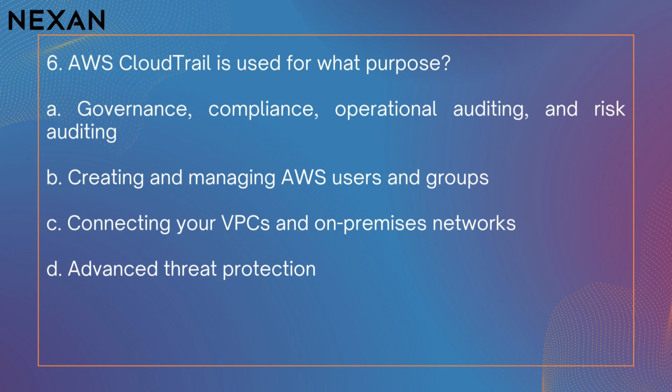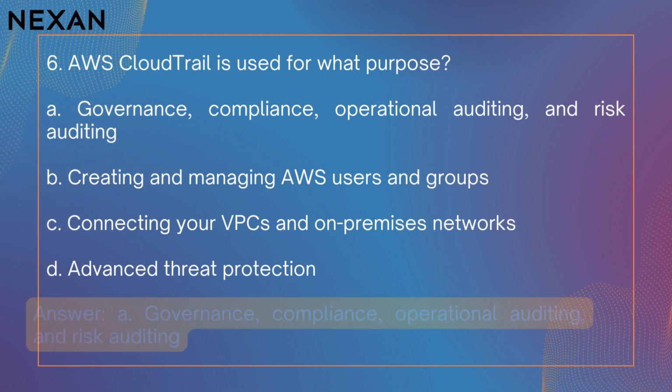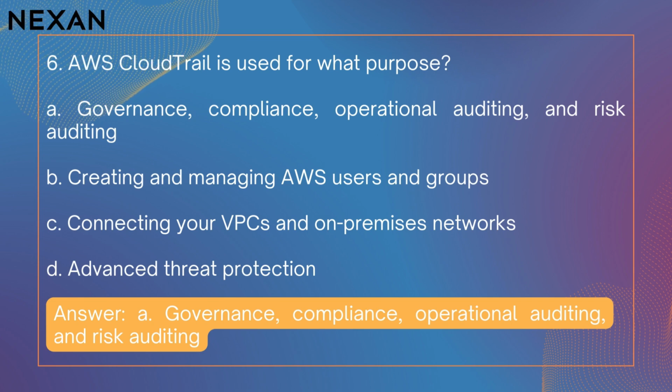6. AWS CloudTrail is used for what purpose? A. Governance, compliance, operational auditing, and risk auditing. B. Creating and managing AWS users and groups. C. Connecting your VPCs and on-premises networks. D. Advanced threat protection. Answer: A. Governance, compliance, operational auditing, and risk auditing.